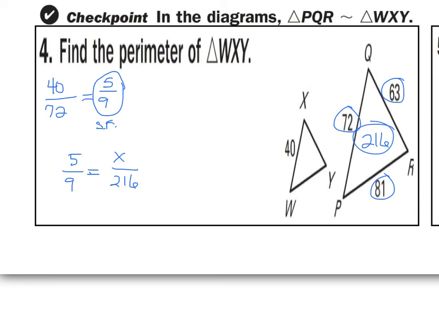Now that I've got my scale factor and my perimeter, I can cross multiply and figure this out. So I've got 9x is going to equal 216 times 5, which is 1,080. And if I divide that by 9, you end up with an answer of 120. So again, this number right here is the perimeter of triangle WXY. Okay, so again, the ratio of the perimeters is equal to the scale factor.